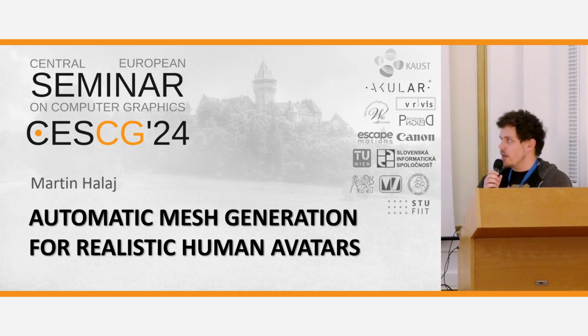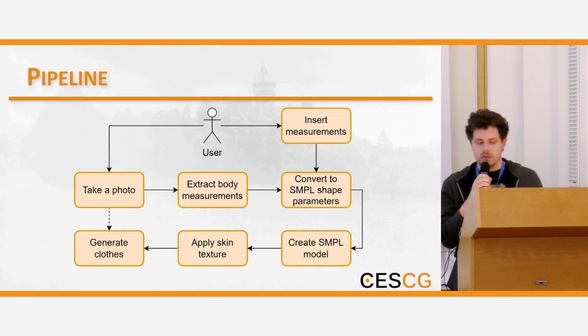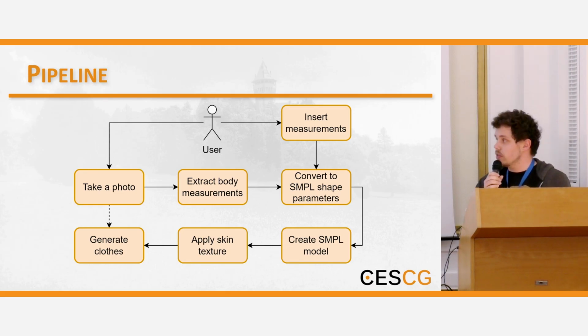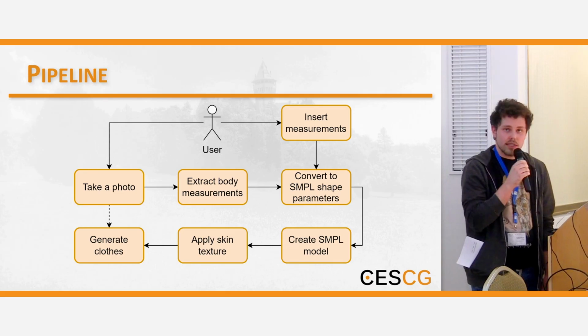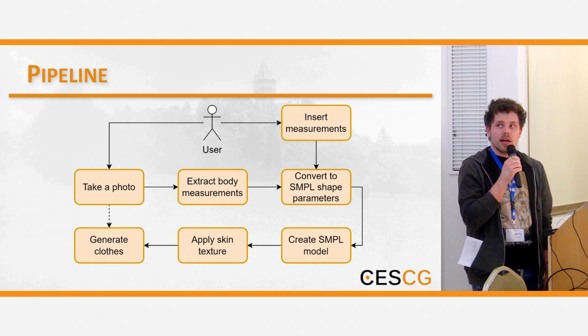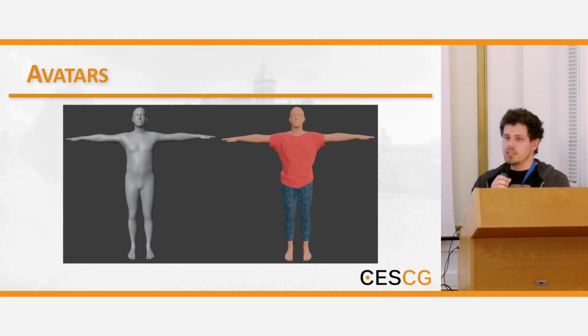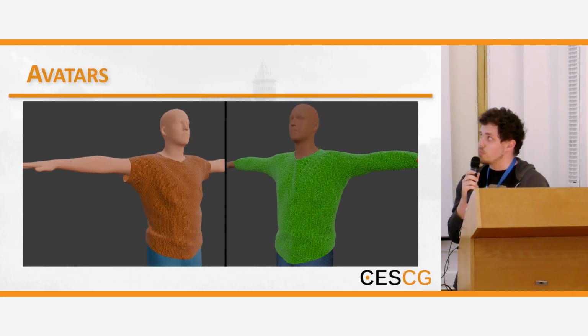Hi, my name is Martin and I'm from Comenius University in Bratislava. Our objective was to provide users with the ability to create virtual copies of themselves. We achieved this by implementing a pipeline that generates accurate virtual bodies based on input measurements. The resulting models have basic skin texture and simple generative clothes. If you are interested in our work, come to my presentation tomorrow.